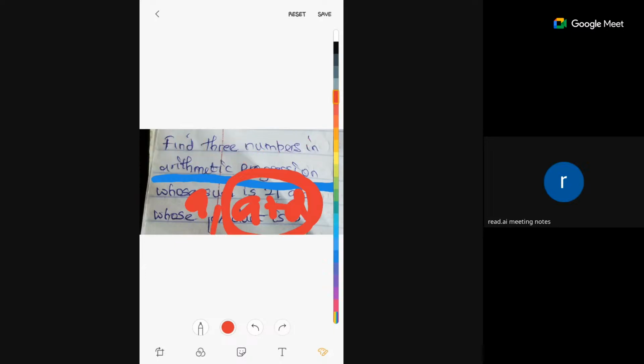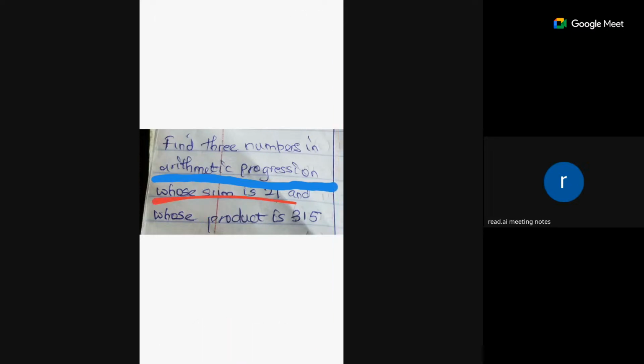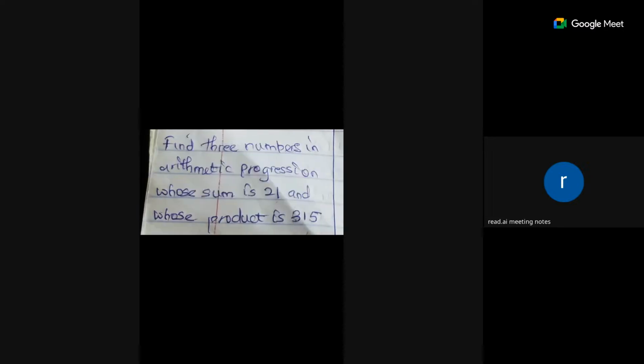So I just want you to understand what I'm trying to say. So moving on, you can see the solution that we are going to have. That is how we got the A minus D here. So A minus D will be the first term, A will be the second term, and A plus D will be the next term. So moving back to this place.